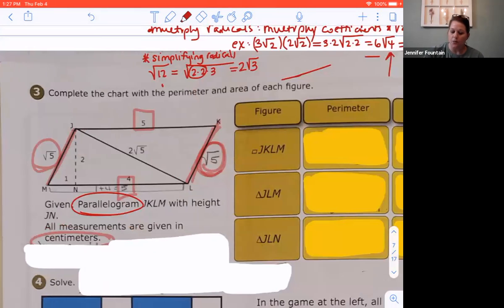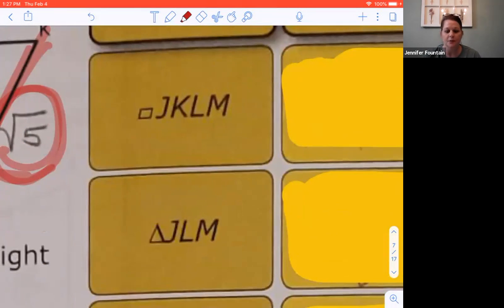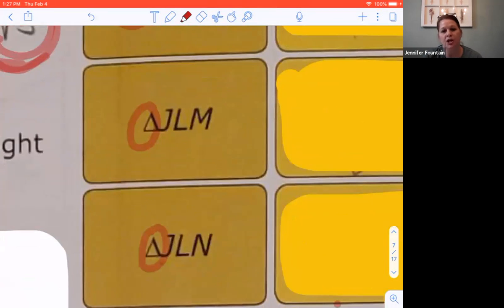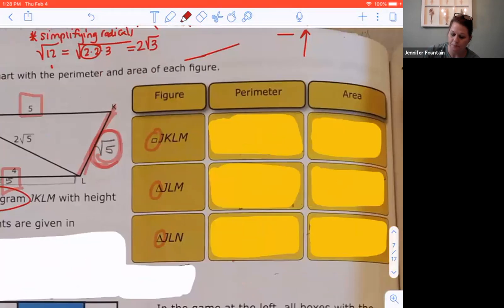Okay. So now I've got to pay attention. Notice here the figures. The first one says I'm looking at parallelogram JKLM. Then I'm going to look at triangle JLM and then triangle JLN. Okay. So those little signs and those little symbols in front of the letters tell me what I need to focus on for each problem. All right.